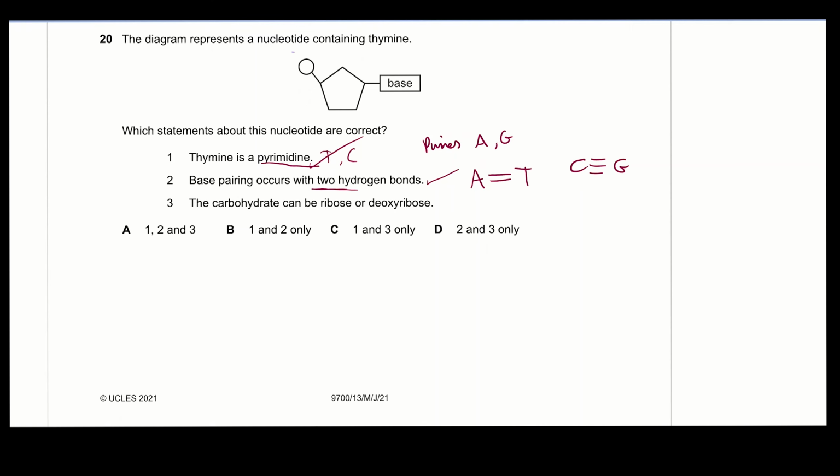3. The carbohydrate can be ribose or deoxyribose. So ribose is the sugar in the nucleotides forming mRNA. Deoxyribose is in the nucleotides forming DNA. As we all know, here it says containing thymine. mRNA nucleotides do not contain thymine. They contain uracil instead of thymine, so it cannot be a ribose. It can only be a deoxyribose. So 3 is incorrect. The answer is going to be B.